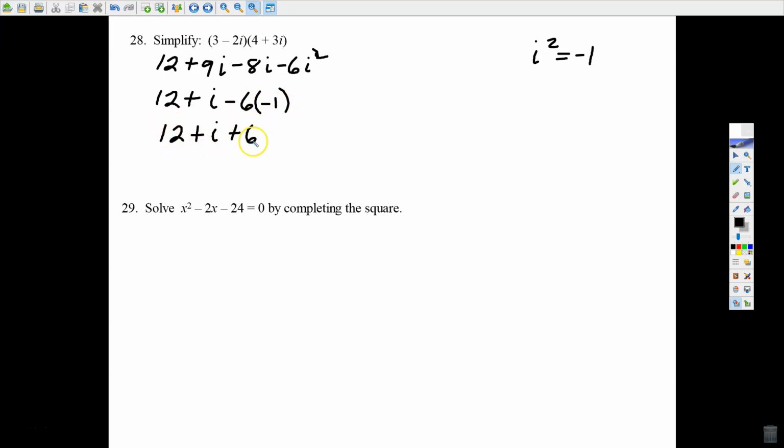And now I add the real numbers together. 12 plus 6 is 18. And when you're writing a complex number, always put the real number first, followed by the imaginary number.